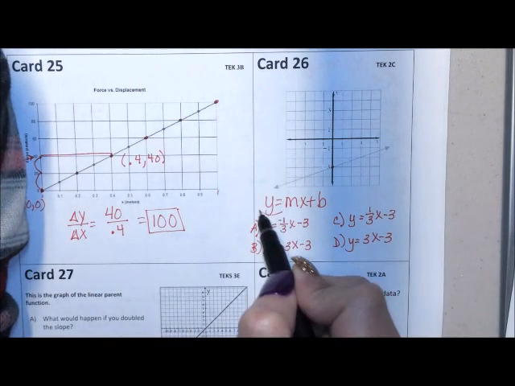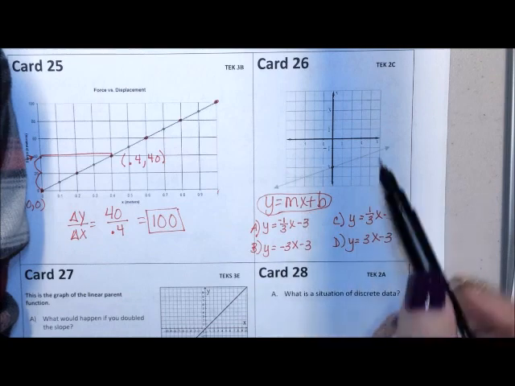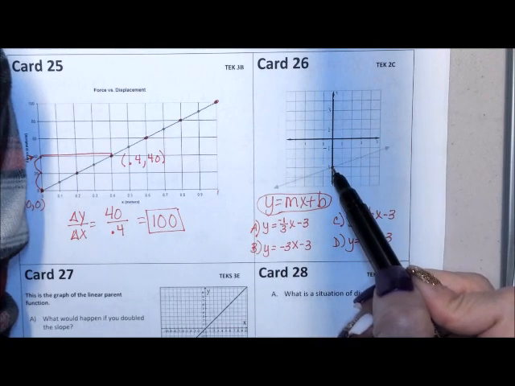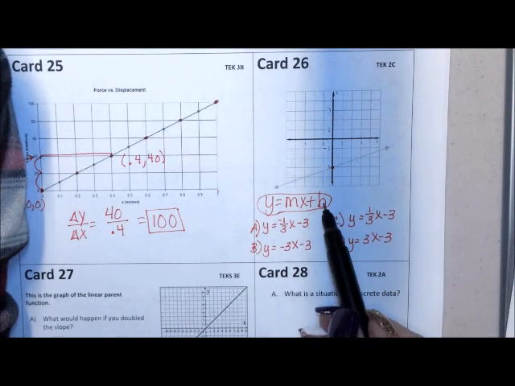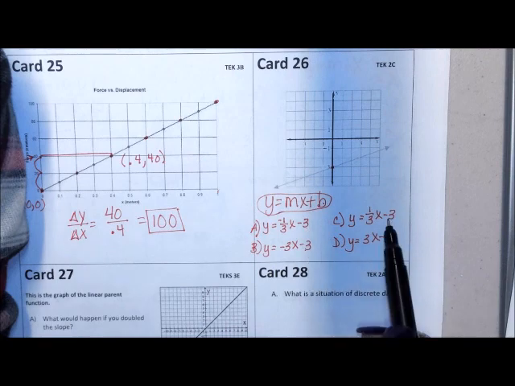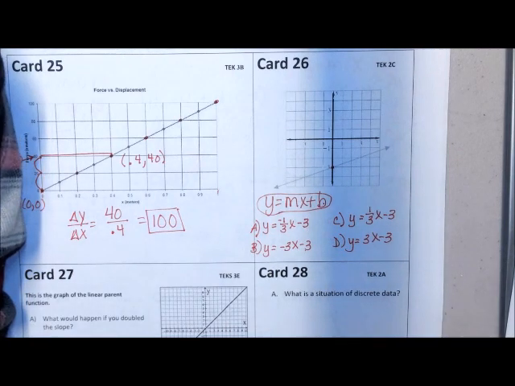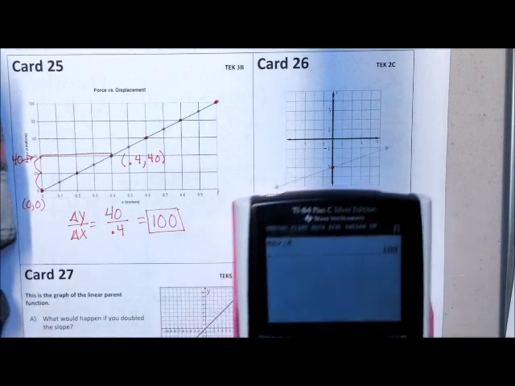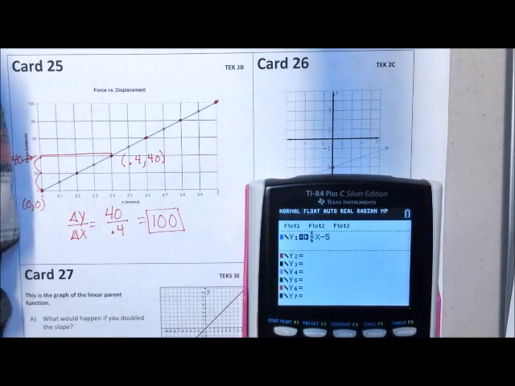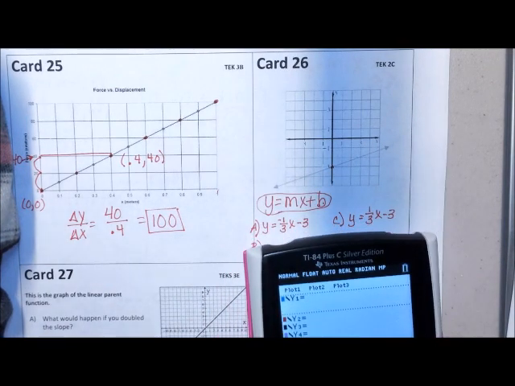So I know that in order to graph it, I need to look at this. I'm going to notice that this y-intercept is at -3. That's the B. -3, -3, okay, so they all are at -3. So I'm not sure which one's right. So I'm going to go to my calculator. I'm going to go to y equals. Let's put it in. -1.